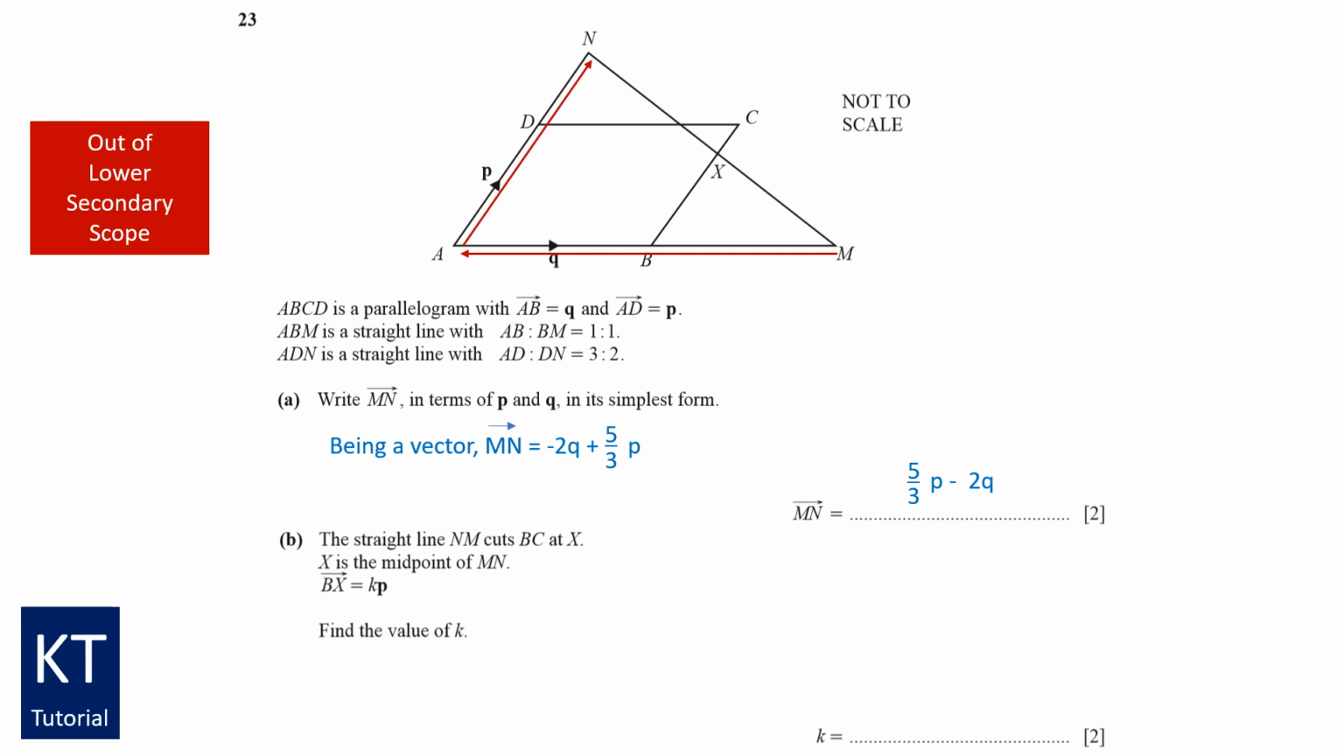Question 23b. The straight line NM cuts DC at X, being the midpoint of NM, DX being equal to kp. Find the value of k. DX is truly just half of DN, and therefore being half of 5/3 of p. With that, k is 5 over 6.